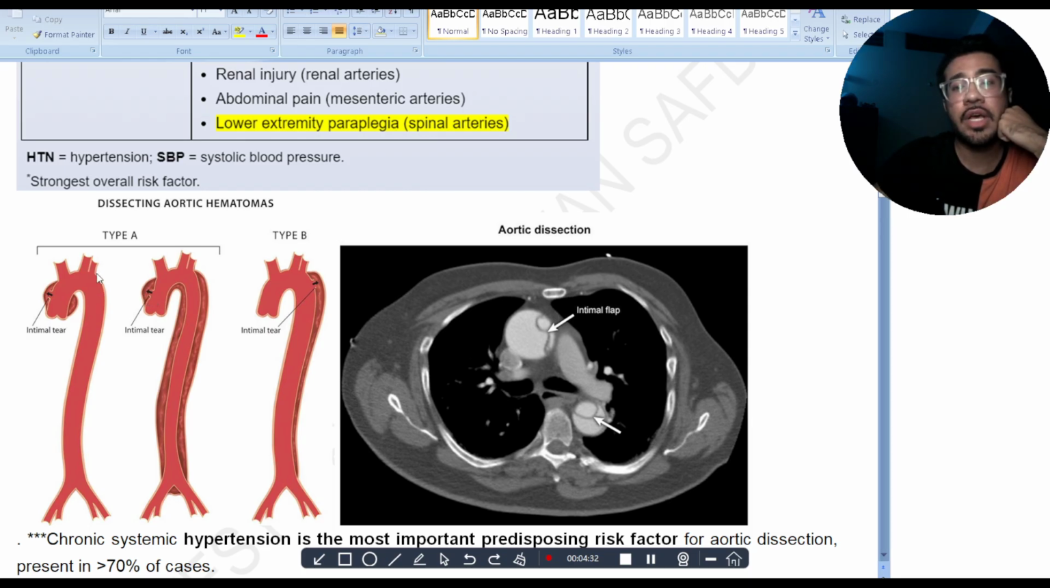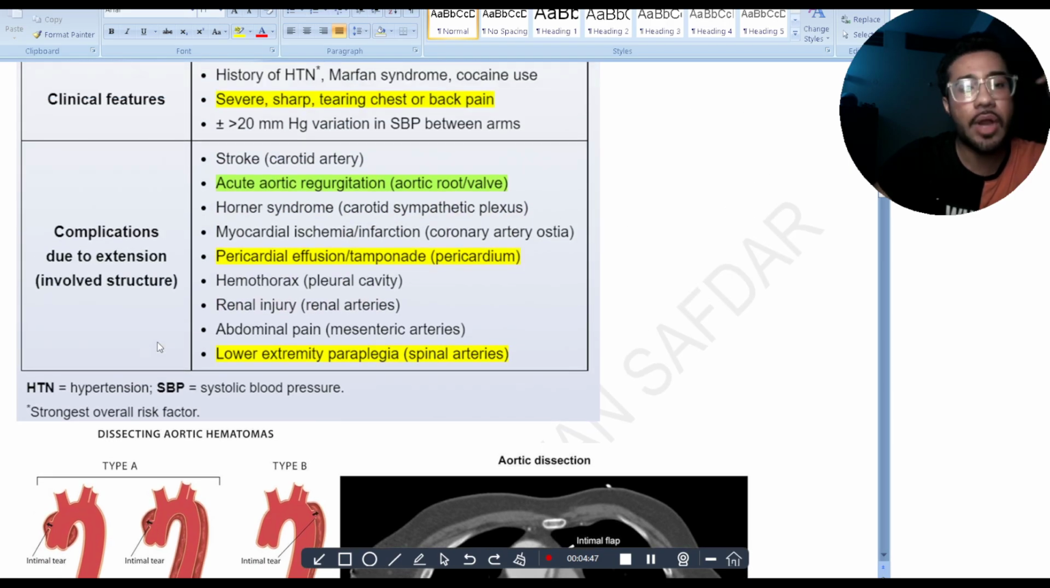So compression of the subclavian artery results in a difference in the systolic blood pressure. If the dissection goes upwards along the carotid arteries, it can cause a stroke. If the dissection invades the pericardial sheath of the heart as it propagates downward, it can cause tamponade and acute aortic regurg. Okay, I just explained the tamponade here, pericardial effusion or tamponade. I did not explain the acute aortic regurg.